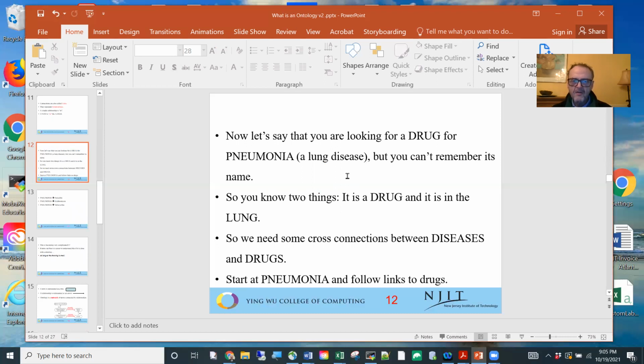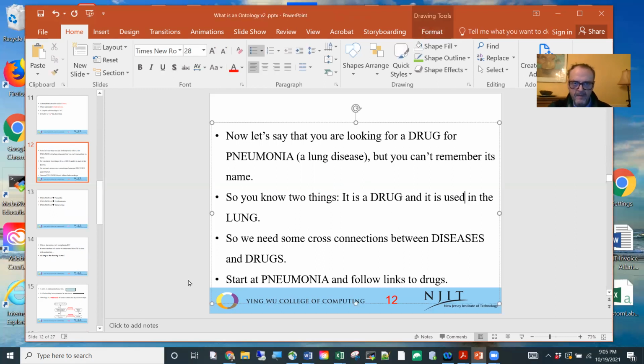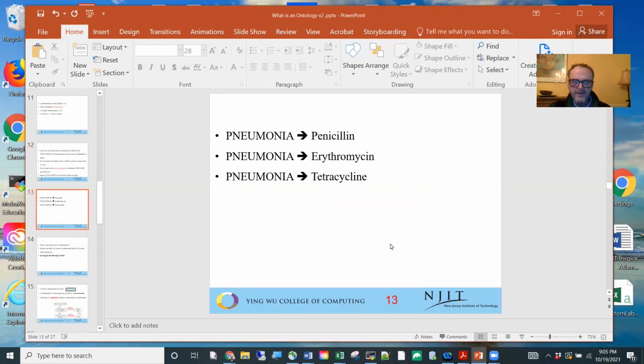So once again, we know two things. It's a drug, and it is used to treat the lung. So in that case, we now need, again, cross connections. Let's make this red again, between diseases and drugs. So we start at pneumonia and follow links to different drugs. So pneumonia can be treated with penicillin. It can be treated with erythromycin, which I was treated with. So I like that drug a lot. It saved my life. And it can maybe be treated with tetracycline.